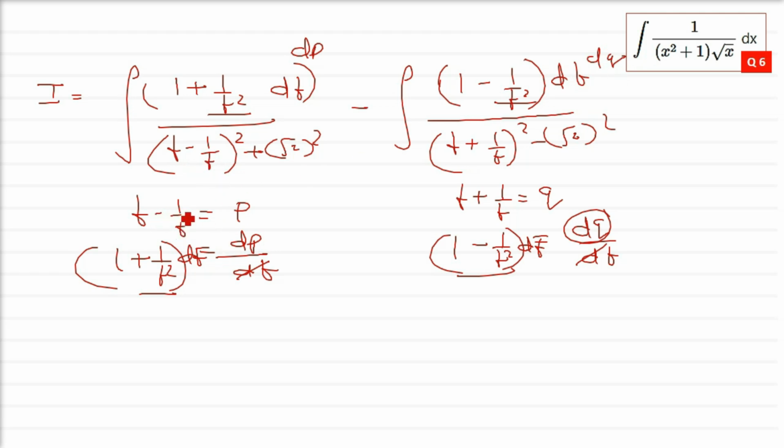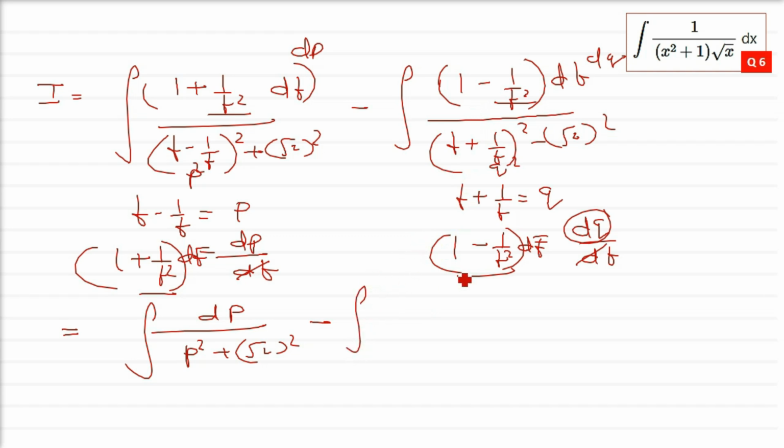t minus 1 by t can be taken as p square. In this place, t plus 1 by t we can write as q, so it will be q squared. So the whole integral will be something like this: integration of dp divided by p square plus root 2 whole square. The second term will be integration of dq divided by, in the denominator, q square minus root 2 whole square.